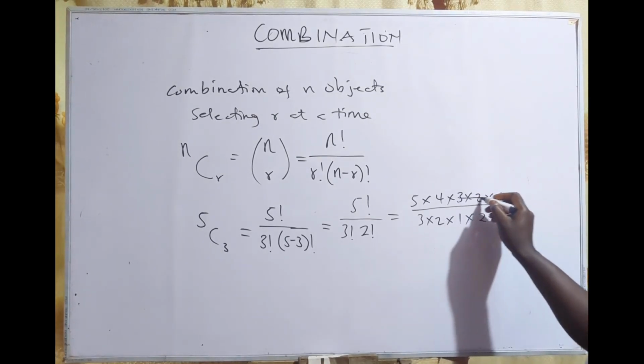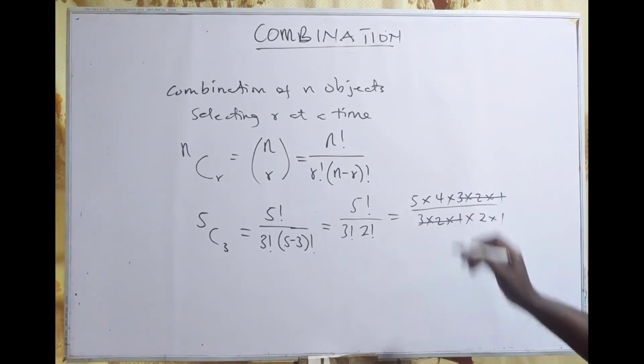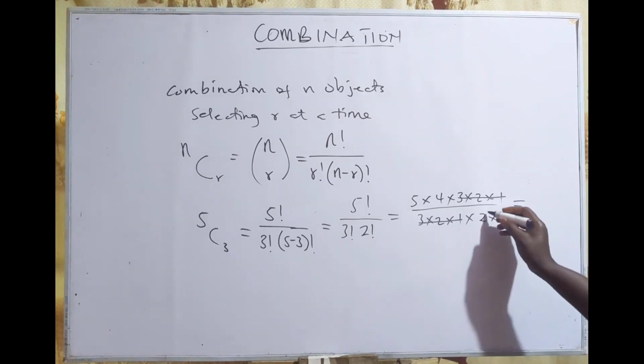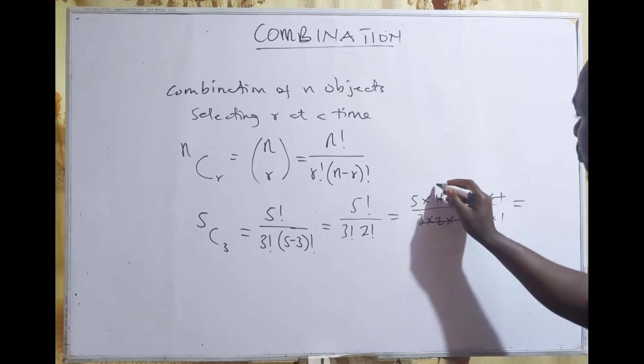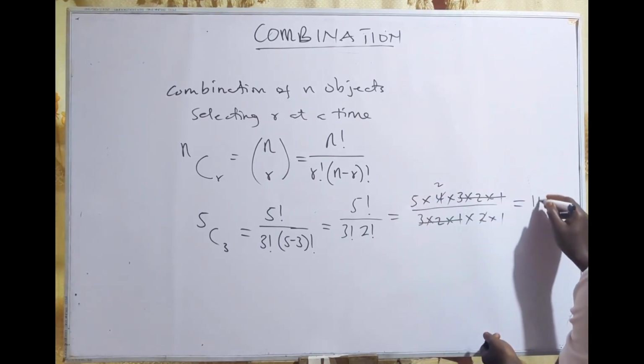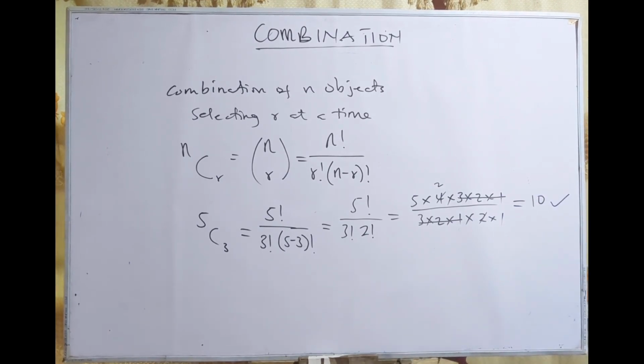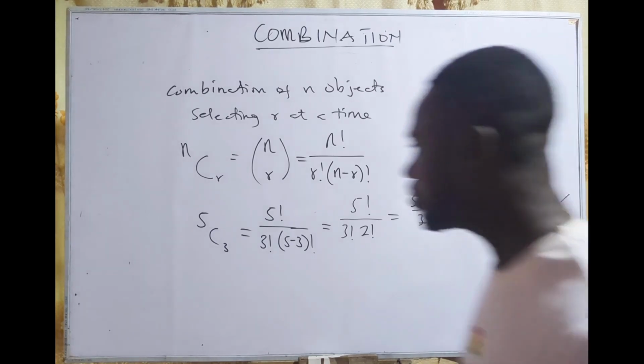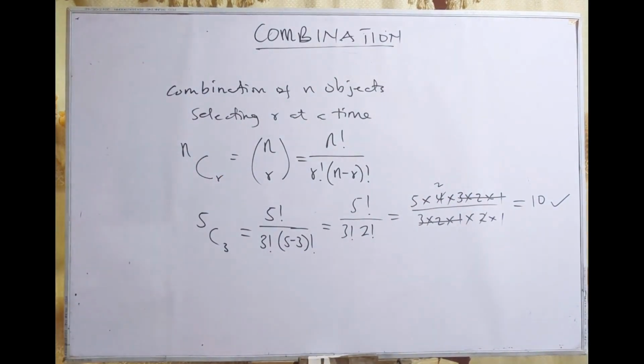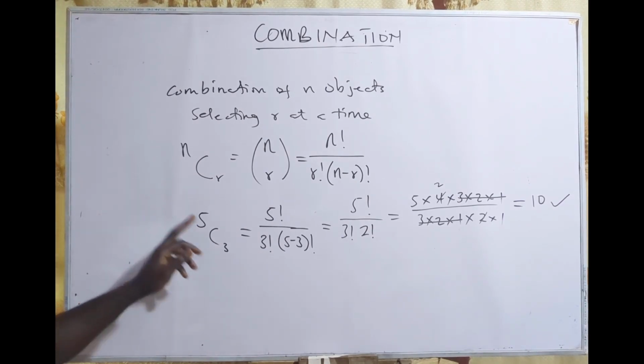So this 3 times 2 times 1, we take this off. So 2 will go into 4 how many times? 2 times 5 is 10. 10 over 1, and I'll get 10. So if I have 5 combination 3, then my answer is 10.